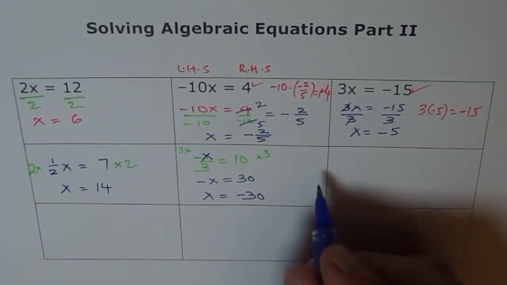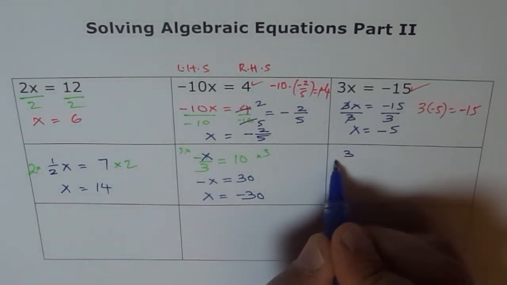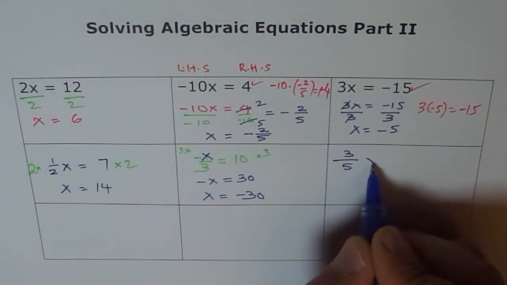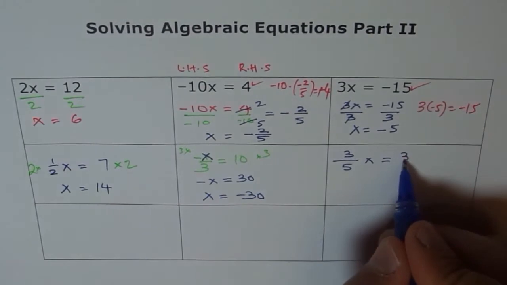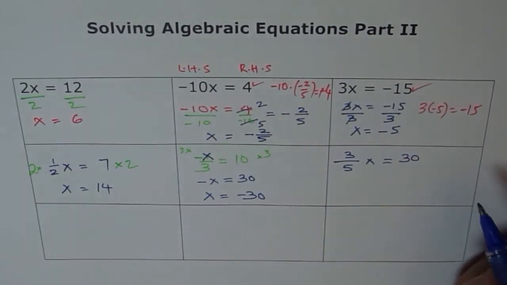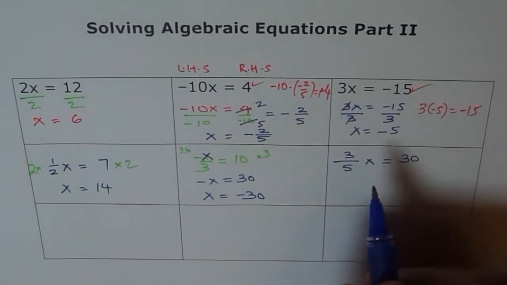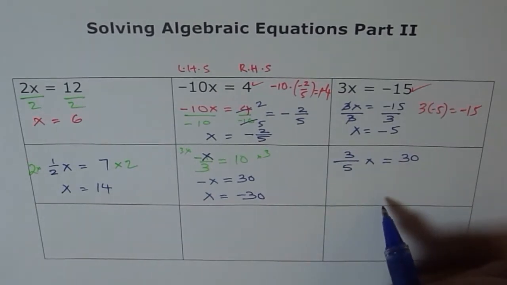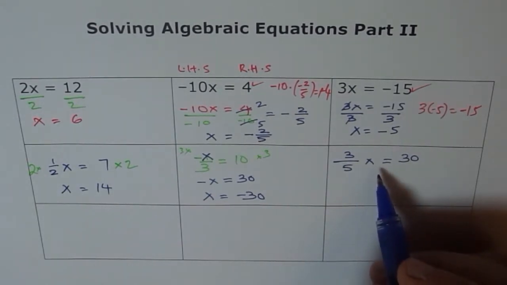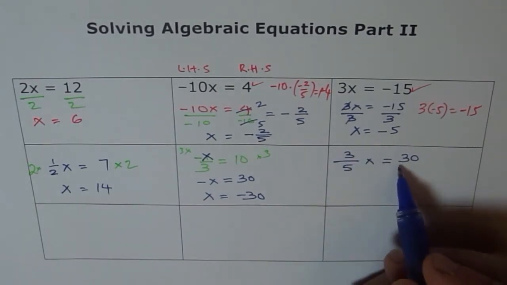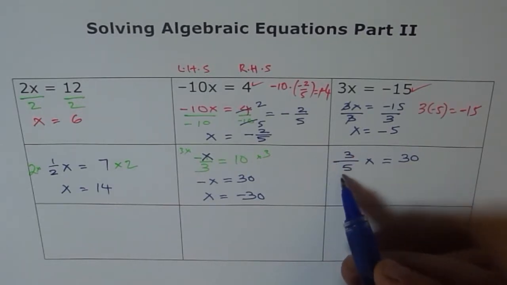Okay, let's try another question. This time I'll give you 3 over 5 x equals to 30. How will you do this? Oh my god. Here I have both multiplication and division. So what should I do? I should actually multiply by 5 and divide by 3.